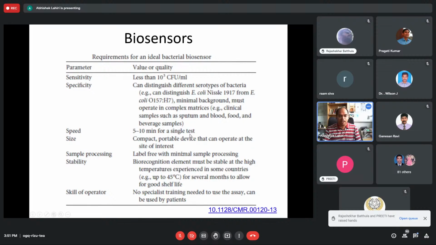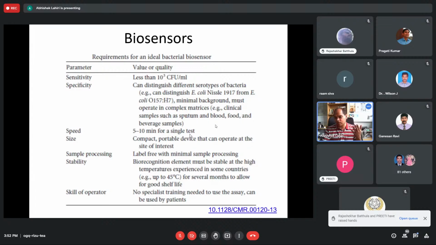When you are having a bacterial culture, you have to wait for 3 or 4 days for the bacteria or virus to grow. But when you want fast detection, the speed of detection for a sensor, especially a glucose sensor, should be within 5 to 10 minutes. Obviously, when you want a portable sensor, the size has to be small, and minimum sample preparation is needed for the sensor.